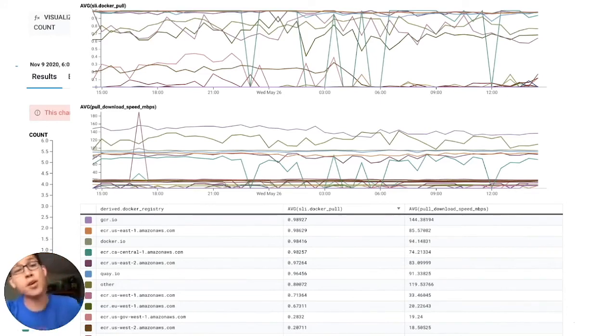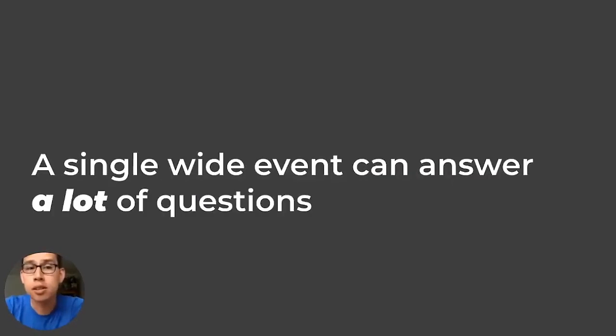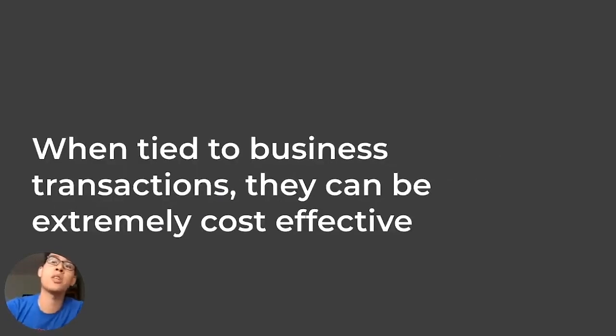Anyway, so in conclusion, distributed tracing is really great. I love distributed tracing. However, a single wide event can answer a lot of questions. And when you tie them to business transactions, they can be extremely cost effective. You know, okay, here is a revenue generating event, and I'm storing one thing at a time and paying the very small per event charge. Keeping 100% of those events should be easy to reason about.